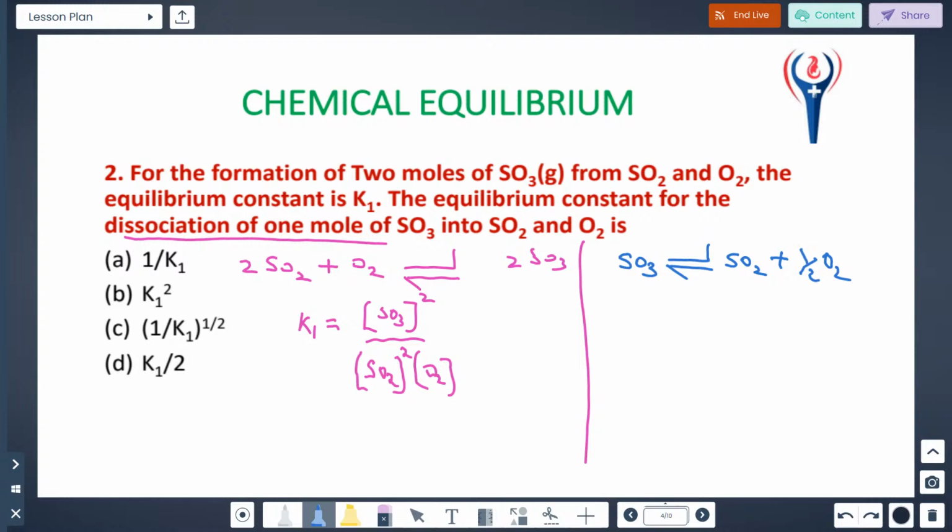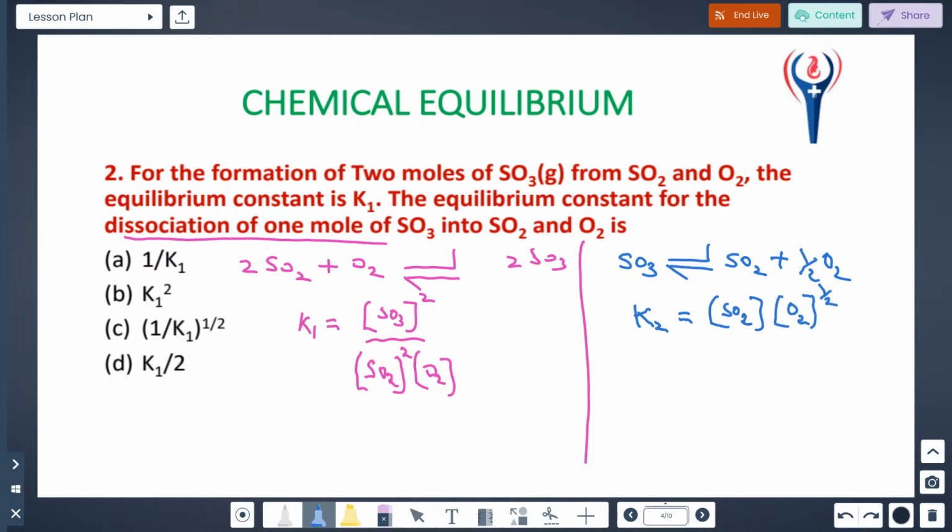Then for balancing the equation, I put a half for O2. Then this is the equilibrium constant, I consider this is called K2. Understood? Then write K2 for this: product by reactant. So concentration of SO2 into concentration of O2 power half.